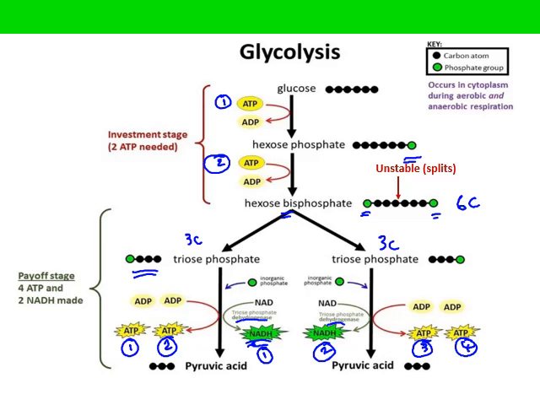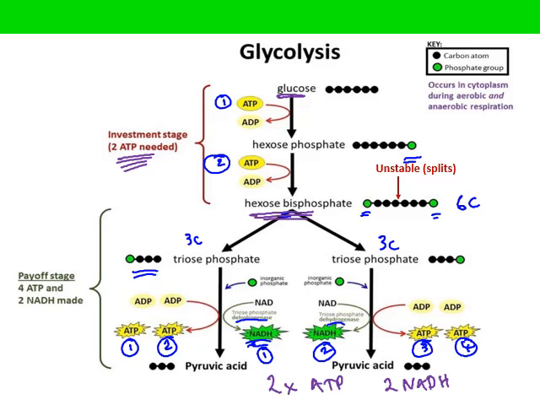But if we look at the initial step at the top, we can see it's called the investment phase. And we know 2 ATP are needed to phosphorylate the glucose to produce hexose bisphosphate. So the net production of ATP here is not 4, but it's 2 ATP, because 2 of the 4 are used in the investment phase to phosphorylate glucose twice. Now we will have 2 reduced NAD also being produced from glycolysis.